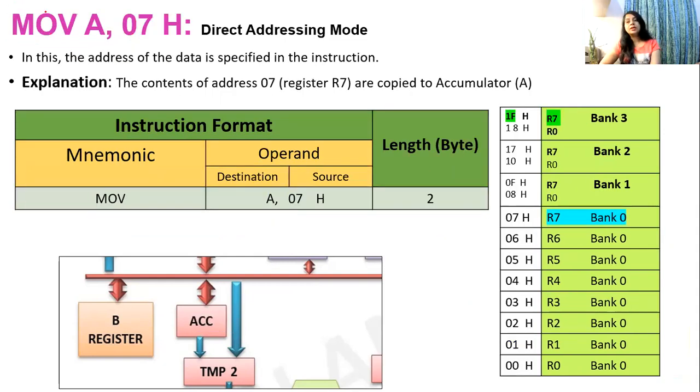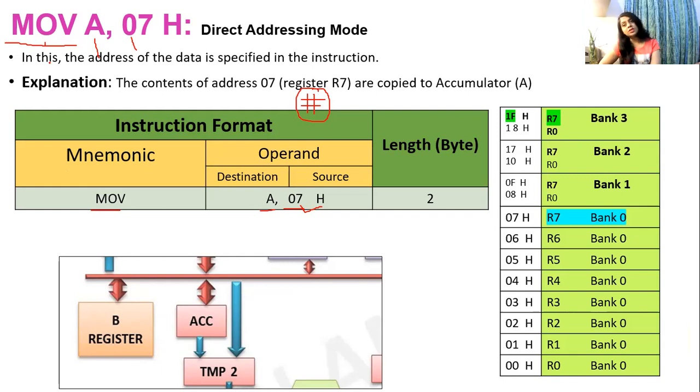Now let's go with another example. This instruction says move A, 07. Again, move is a mnemonic. This is destination and this is source. A is destination and 07 is source. But now here 07 is not data. Why is it not data? Because this sign, the hash sign, is not available. Whenever there is a hash sign, consider it as data. But since this sign is not available, it indicates that this is not data, but this is an address. Address of what? The address of a memory location.